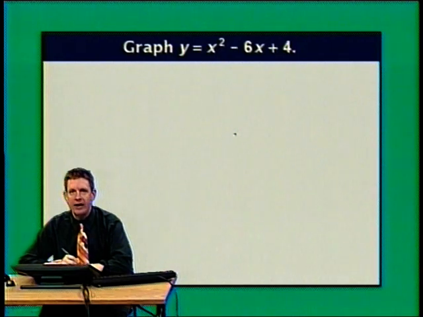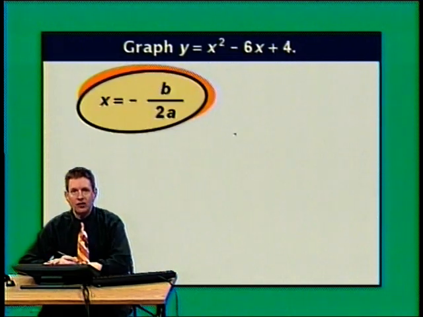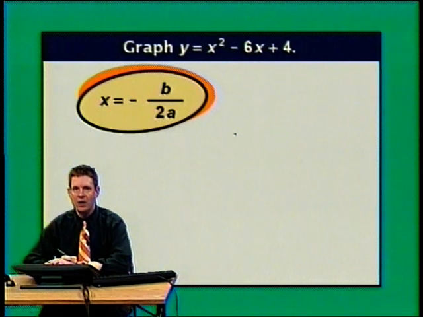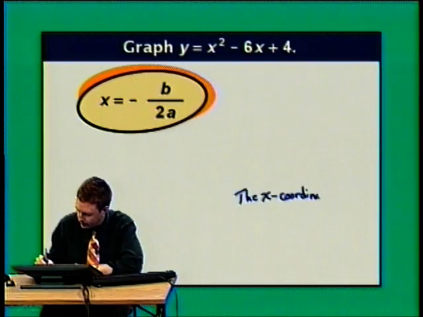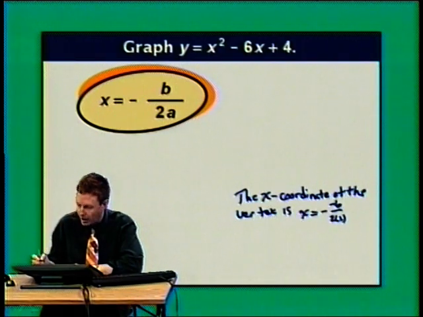Let's graph y equals x squared minus 6x plus 4. We showed you several steps that you can follow to get a good graph of a parabola written in standard form. I'm going to take a slightly different tack. I am going to begin by finding the vertex. And I can find the x-coordinate of the vertex using the formula x equals opposite b over 2a. So the x-coordinate of the vertex is x equals the opposite of -6 over 2 times 1.